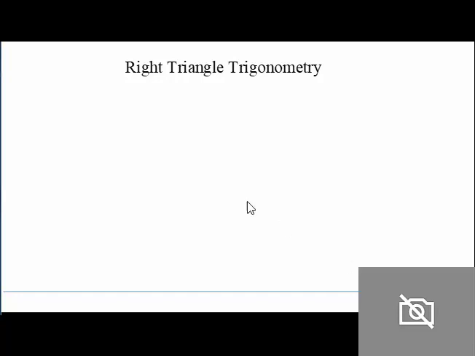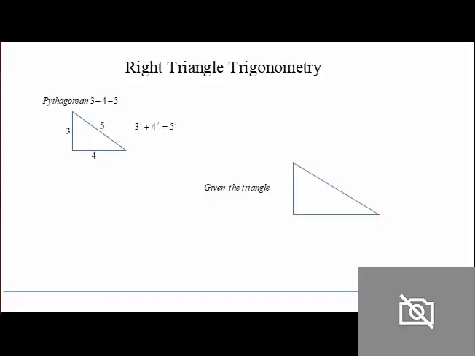Right triangle trigonometry. I will start with a Pythagorean triple known as 3, 4, 5. So if you have a right triangle with sides 3, 4, 5, then 3 squared plus 4 squared equals 5 squared. This is known as the Pythagorean theorem. So we'll use this concept to find some values for the 6 trig functions.